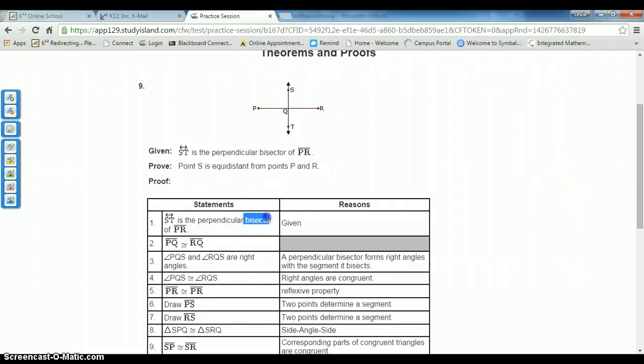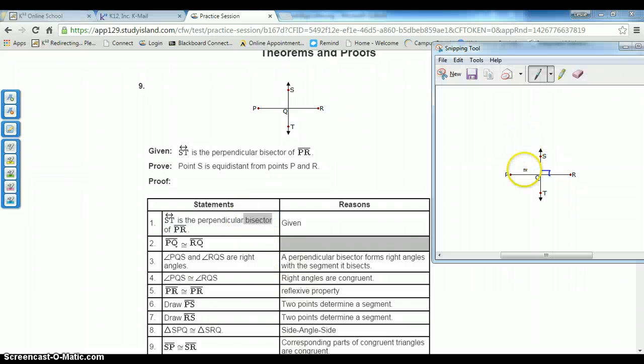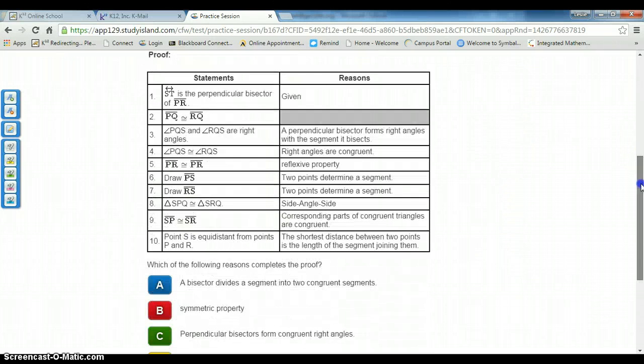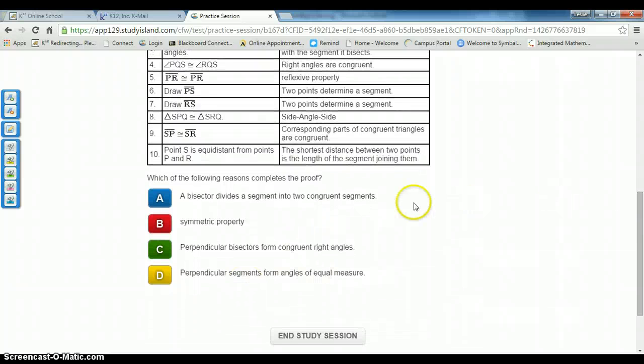Look at that word, bisector. So that means that this is congruent to this because it's bisecting that line. That's what bisecting means. So PQ is congruent to QR, and that is the definition of a perpendicular bisector. Let's see. Perpendicular segments form angles of equal measure. A bisector, there we go. A bisector divides a segment into two congruent segments.